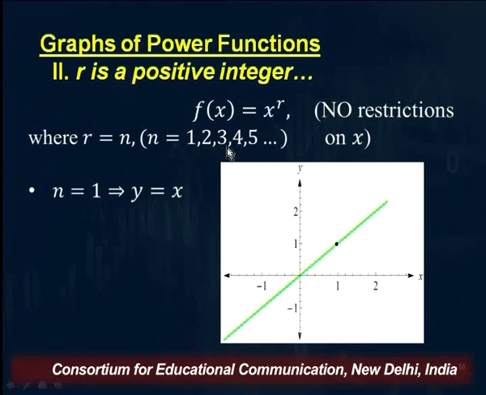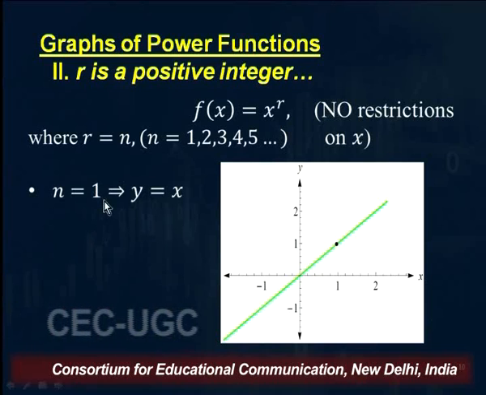And here, you don't require any restrictions on x. Whenever r is a positive integer, you can just go ahead and take any x on the real line to be part of the domain. So the domain is not restricted in any way. x can be any real number, and that is exactly what you are familiar with.